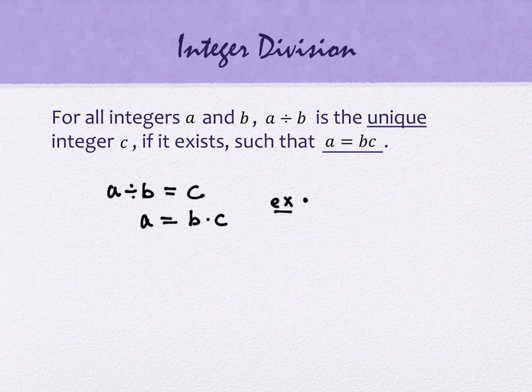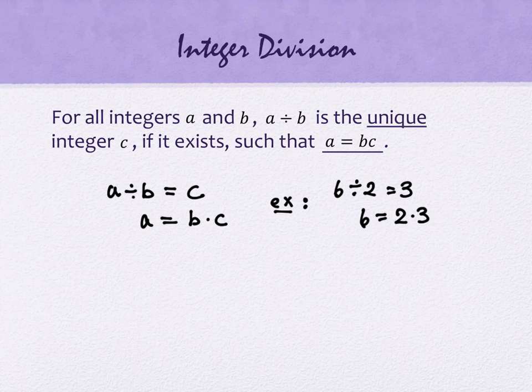And to see it in an example form, we'll do 6. 6 divided by 2 is equal to 3. And the reason is because 6 is equal to 2 times 3. So it's just asking us what would I have to multiply 2 by to get 6? I'd have to multiply it by 3. So that's the answer to that division problem.